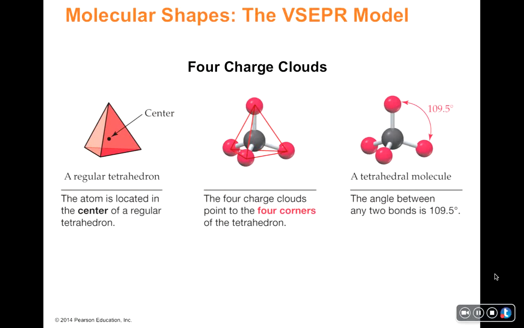When we get into 4 charge clouds, if you think about the shape that might result here, trying to get, again, those electrons as far away from each other as possible, you put the central atom in the middle there, and then the charge clouds at the 4 corners, or points, if you will, of a tetrahedron. That's how you end up with the most space between those.